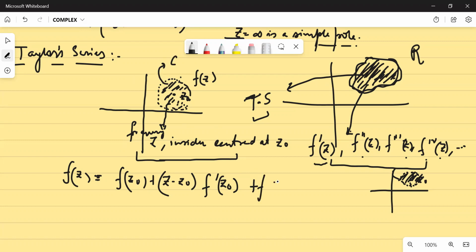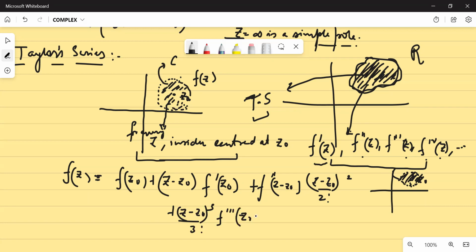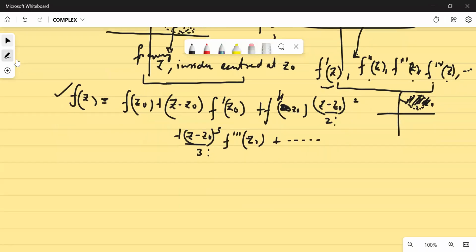z minus z naught, the double derivative into (z minus z naught) whole square divided by 2 factorial, plus (z minus z naught) to the power 3 divided by 3 factorial, so on and so forth. So you can write it in this. My bad, okay, double derivative. So this is what it is. This will be an infinite series which would look like this. So this is your Taylor series expansion.